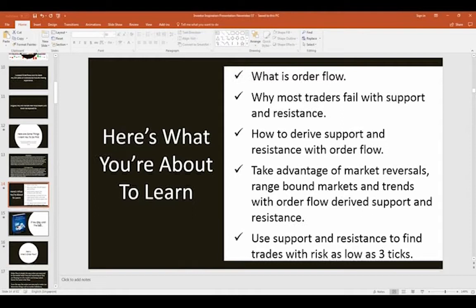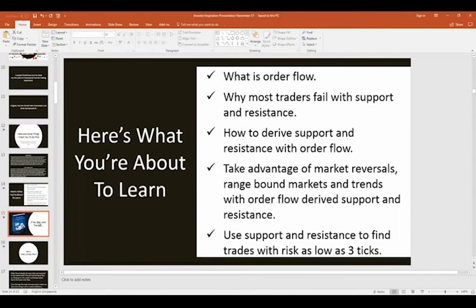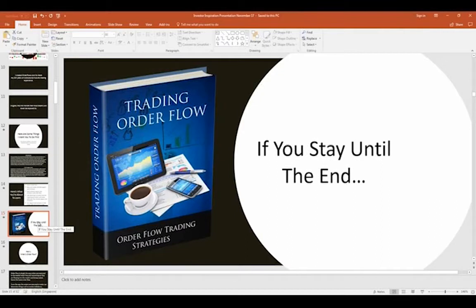So what I'm going to talk about today is what is order flow, just very basic coverage of that. I'm going to talk about why traders fail with support and resistance. Then I'm going to move on to how to derive support and resistance with order flow, and how to take advantage of market reversals, range-bound markets and trends. Finally, how to use support and resistance to find very low-risk trades. I'm talking about low risk, 3 ticks per trade, with a 5-to-1 risk-reward ratio, right? That's really what you want. You want very small risk, but you want big rewards. And ideally, you want to be consistent.